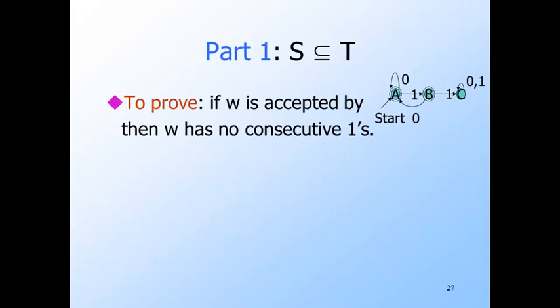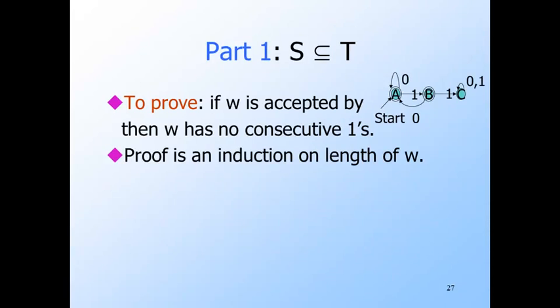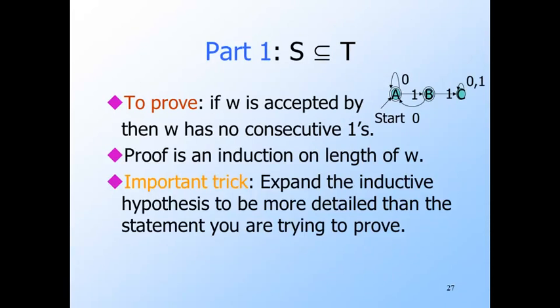First, we're going to prove that if W is accepted by this automaton, the one shown in the slide, then W has no ones. Okay, and the proof is an induction on the length of W. It turns out that if we simply try to prove this statement on the slide, we fail, and I'll point out in a few slides what goes wrong. A common trick for inductive proofs is to make a more detailed statement here than you really want because it makes the inductive proof work.